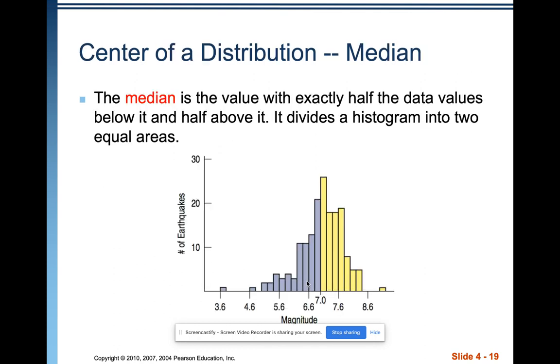So the median is the value that will divide the data exactly in half. So you'll have as many observations below the median as you do above it. Just like the median in the middle of the road divides the road into two equal sides, the median of the distribution does the same thing. So if we're looking at a histogram, another way to think of it is that it's going to divide the histogram where you have the same area to the left and the same area to the right.